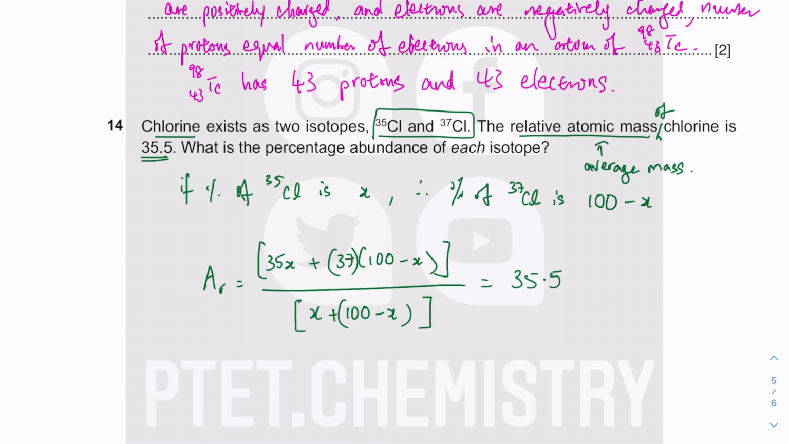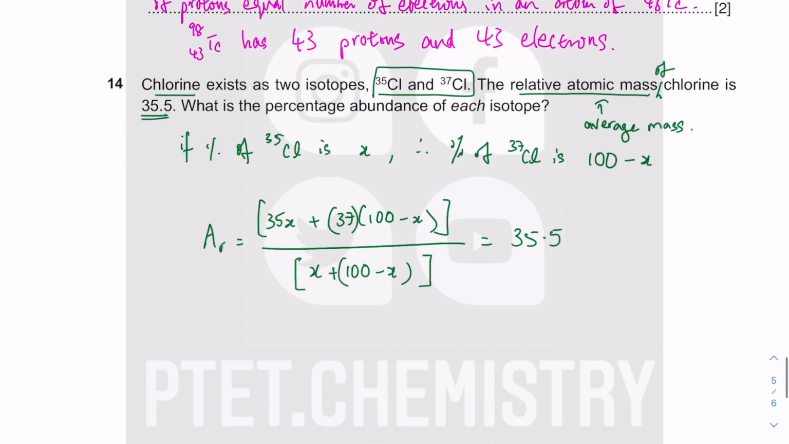Previously, you know all of these. You know the percentage abundance. Then you work out this thing. Here, you don't know the percentage abundance. We use algebra, but we know the relative atomic mass, which is given, and also from the periodic table, we can work out the percentage abundance by doing a little bit of algebra.